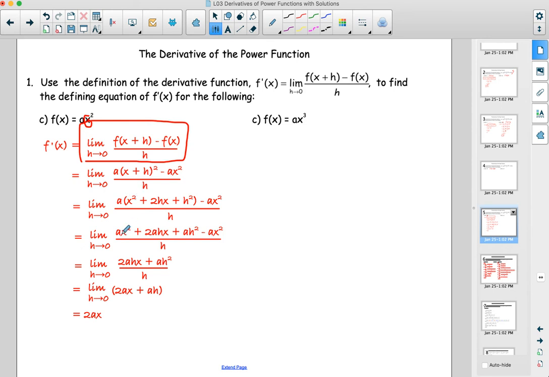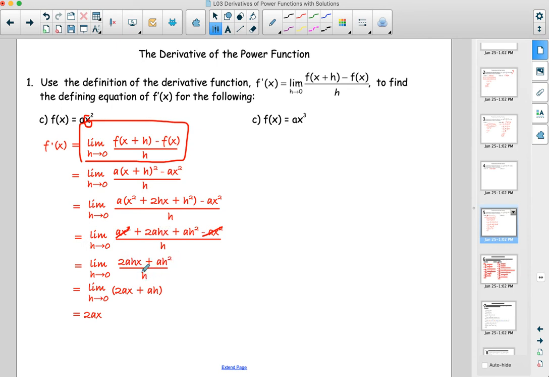Distribute the a, we get ax squared plus 2ahx plus ah squared, minus ax squared, which was f at x. Notice those two go. Any term that doesn't have an h will have an additive inverse. That brings me down to here, 2ahx plus ah squared, all divided by h.